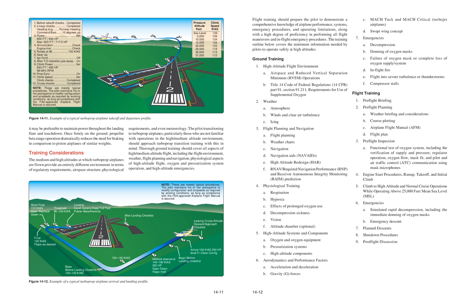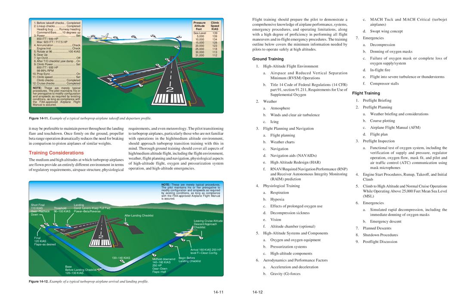Flight training should prepare the pilot to demonstrate a comprehensive knowledge of airplane performance, systems, emergency procedures, and operating limitations, along with a high degree of proficiency in performing all flight maneuvers and in-flight emergency procedures. The training outline below covers the minimum information needed by pilots to operate safely at high altitudes. Ground training. 1. High altitude flight environment. A. Airspace and reduced vertical separation.